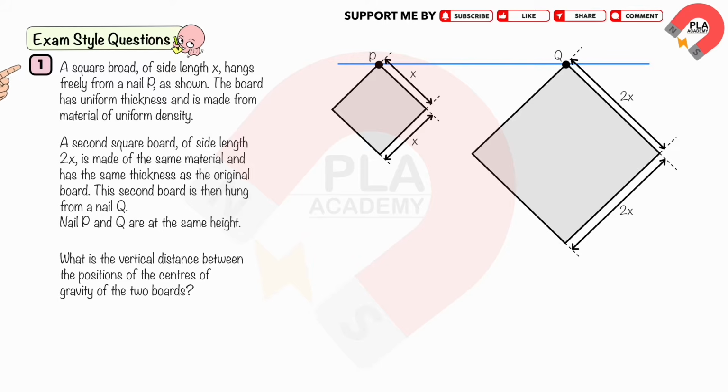Exam style question 1. A square board, of side length x, hangs freely from a nail P, as shown. The board has uniform thickness, and is made from material of uniform density. A second square board, of side length 2x, is made of the same material, and has the same thickness as the original board. This second board is then hung from a nail Q. Nails P and Q are at the same height. What is the vertical distance between the positions of the centers of gravity of the two boards?